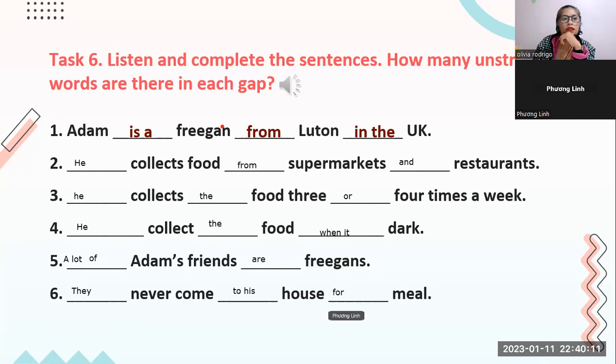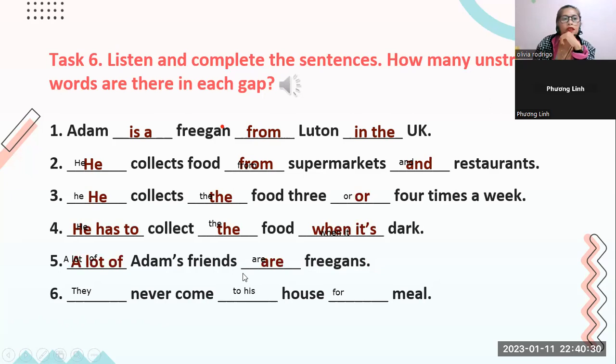Yes, definitely. Okay, let's have here. He collects food from supermarkets and restaurants. Very good. He, capital letter, collects the food 3 or 4 times a week. Very good. He has to collect the food when it's dark. Very good. A lot of Adam's friends are freegans. Okay, they come to his house for a meal. Okay, very good, Lihn. Yay! So you have really good listening skills.